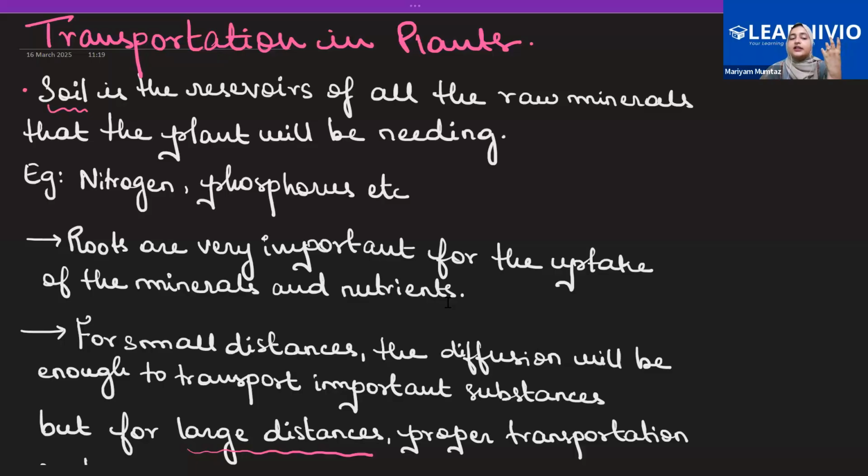And which part is particularly responsible for this absorption or this uptake? That is the roots. So the roots are very important for the uptake of vitamins and minerals from the soil. Now, when the plant has to transfer things for shorter distances, the plant transfers it via diffusion. Quickly tell me, what is diffusion?